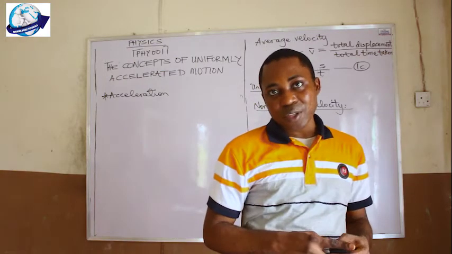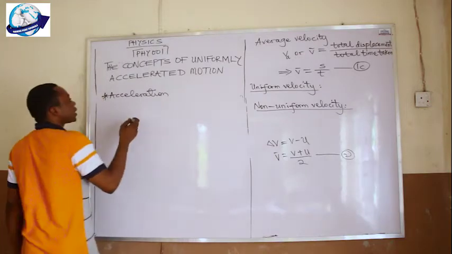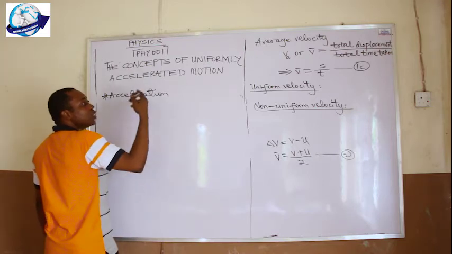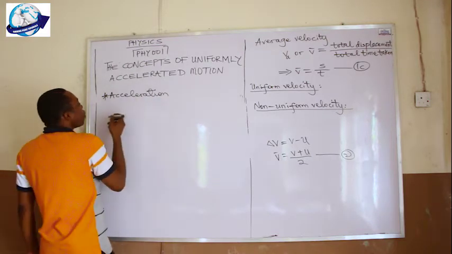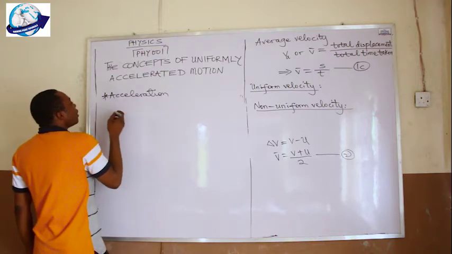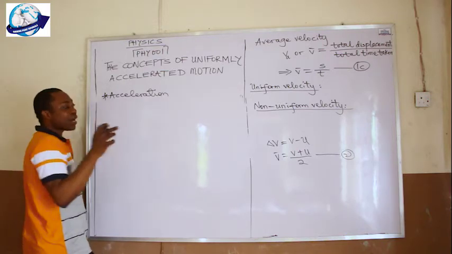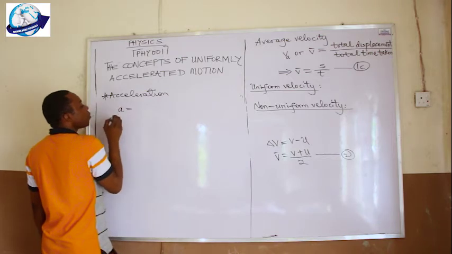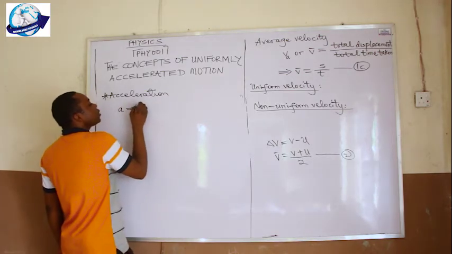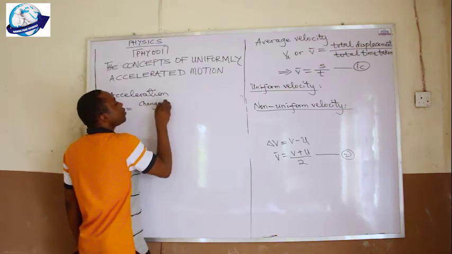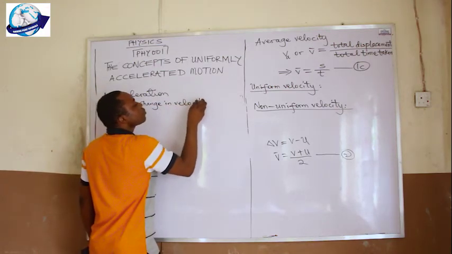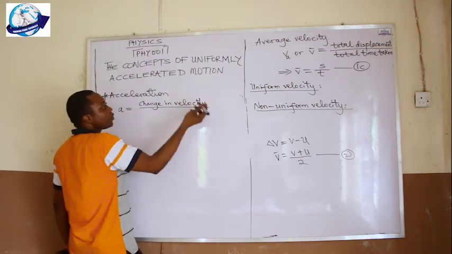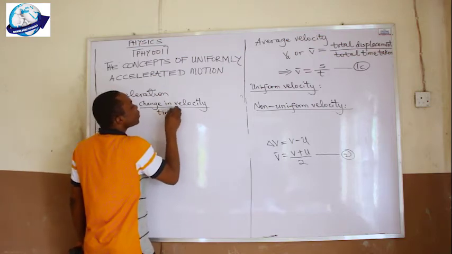Now, let's go back to acceleration. We said that acceleration is the rate of increase in velocity with time, or the rate of change in velocity with time. Mathematically, we want to take it down. Acceleration is represented by small letter a. So acceleration is equal to change in velocity, a positive change, not a negative change, all over time taken.